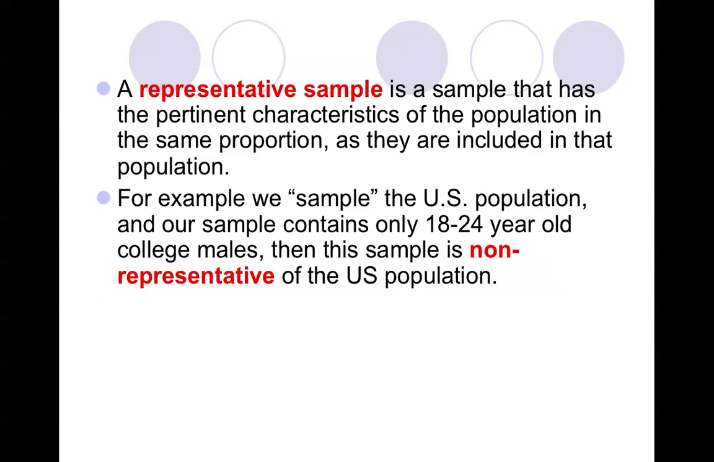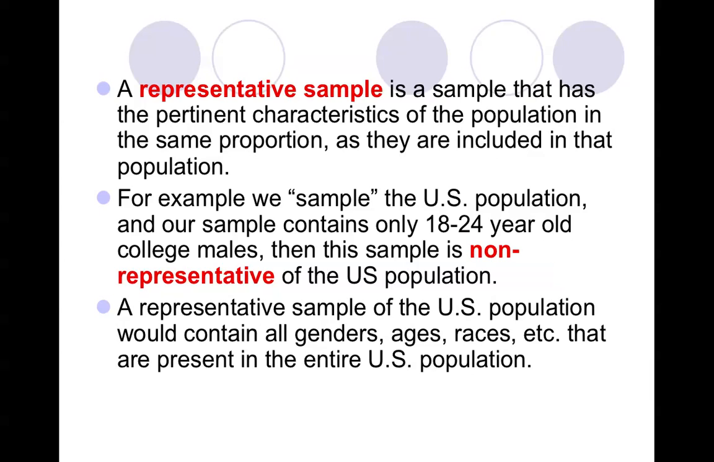So a true representative sample of the U.S. population would contain all genders, all ages, all races, etc., that are present in the United States. So when you sample, you have to make sure that the sample is truly representative of the population.